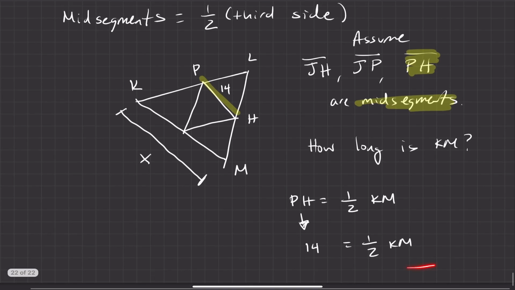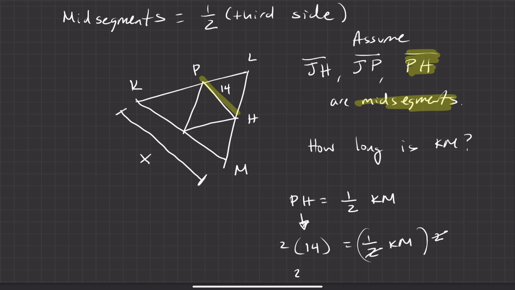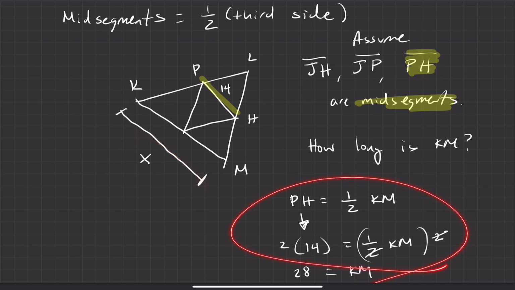So what do I have to do on both sides to get rid of this 2? Well, I got to multiply everything by 2. So you get 28 equals KM. Okay? And that's really, really simple. All you have to do is you take this number and you multiply that by 2, and you will get KM. And you don't really need to do all this work here, because if you can see it, that's wonderful.